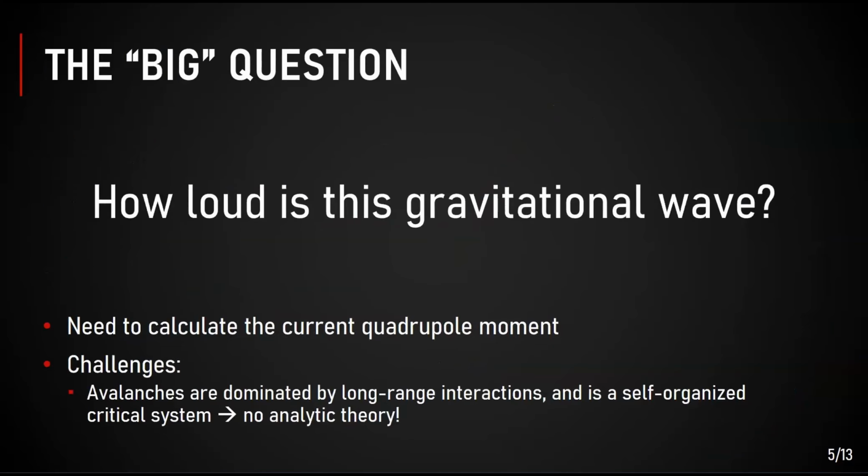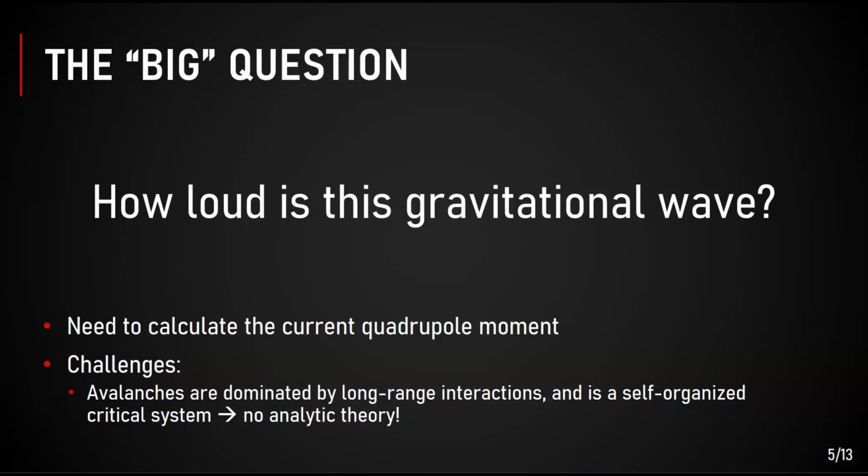So the big question that we're trying to answer is how loud this is, and the only way to do that is to calculate the current quadrupole moment. And then a paper by Kip Thorne in the 1980s will take us the rest of the way and give us the strain. However, there are challenges because these vortex avalanches, as I've described before, are dominated by long-range interactions. It's a sort of self-organized critical system. The statistics and dynamics are out of equilibrium, so the basic statistical mechanics doesn't quite work, and we can't really have any analytic theory to describe it.